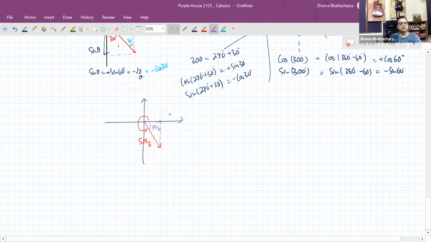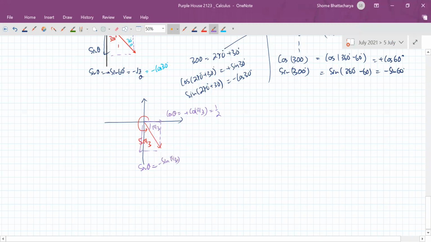So you can see that cos theta here will become plus of cos pi by 3, and you learn to recognize that cos pi by 3 is half, and sine of theta here will become minus sine pi by 3.